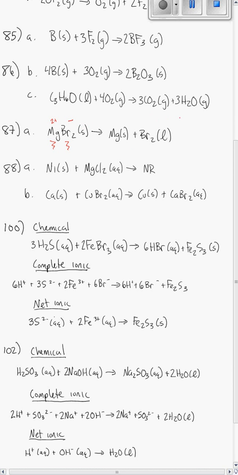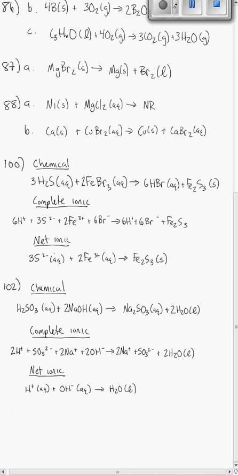Okay, that means it's going to break up into these 2 things, magnesium and bromine. The key here is remembering that bromine is one of those special diatomic molecules. And it ends up that this equation is actually balanced without us having to add any coefficients, and that works out pretty nicely.